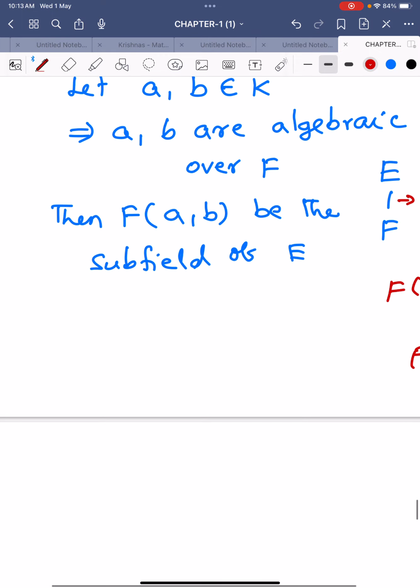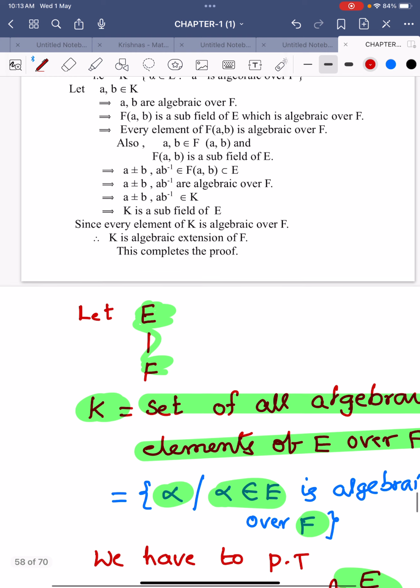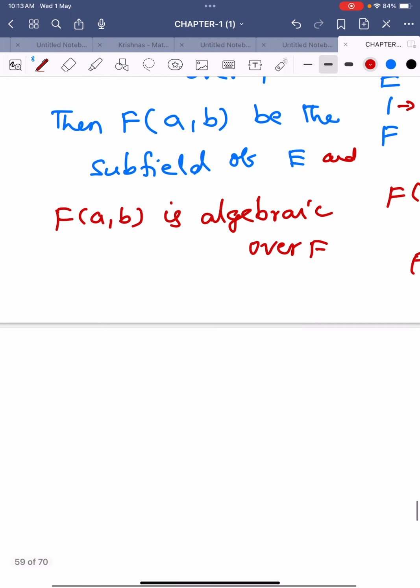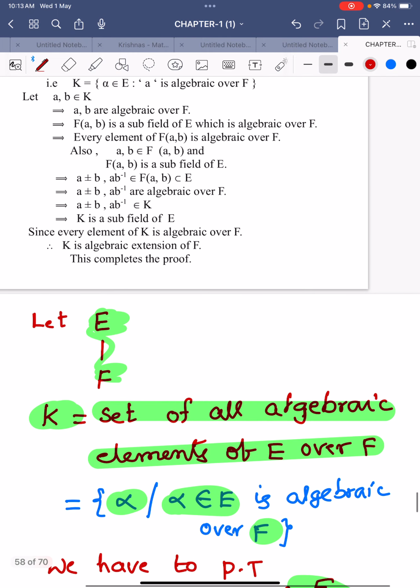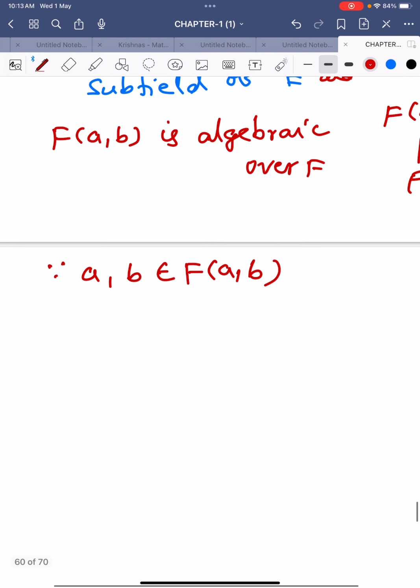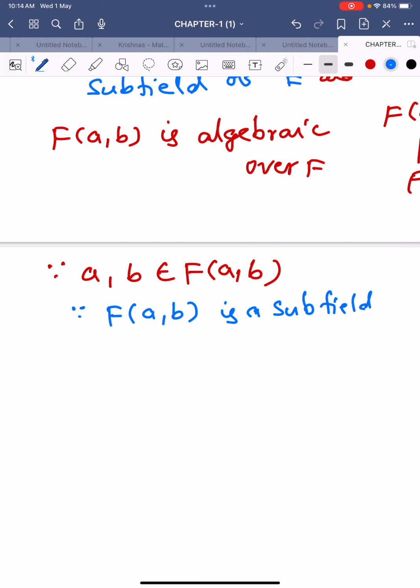F(a, b) is a subfield of E, and also this F(a, b) is algebraic over F. And also we said that a, b belongs to F(a, b). Here please observe that a, b belongs to F(a, b), and since F(a, b) is a subfield, by the definition of subfield, a plus b and a b inverse both belong to F(a, b).